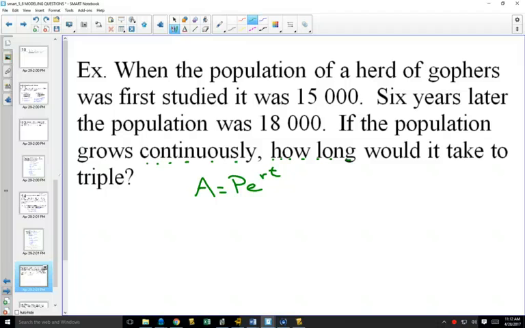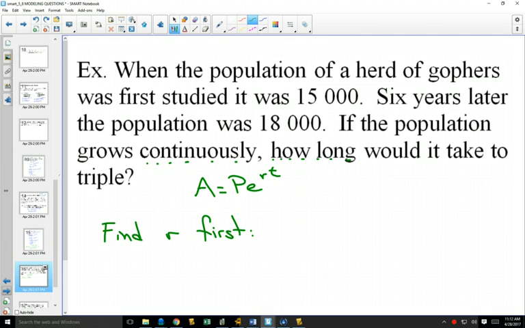Now, tripling, we saw how that worked before. You could pick any number and then triple it and put it in for the amount. And no matter what amount you use, whether you use the 15,000 and go to 45,000 or the 18,000 and go to 54,000, it's going to work out to be the same. It's going to take the same amount of time to triple no matter what. But we need that r. So our very first thing that we make a note of is, do we have enough information to find r?